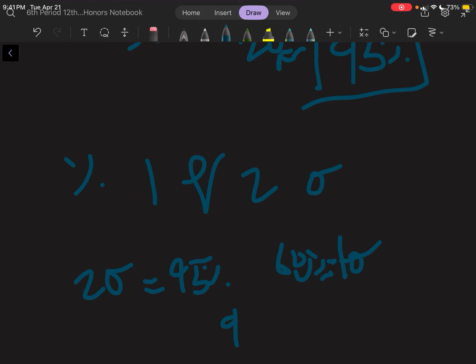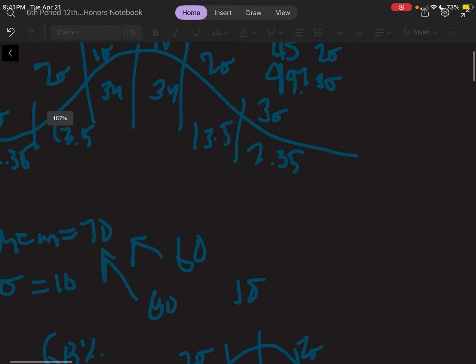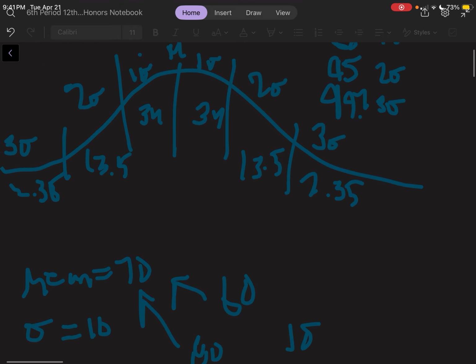So, what we do is we subtract the two. 95 minus 68 equals 27%. And since they're trying to find what percent of data is between 1 and 2 standard deviations, you find what's on one side, not both. So if you look at this bell curve, you see that it says 13.5 on each side and 34 on each side.